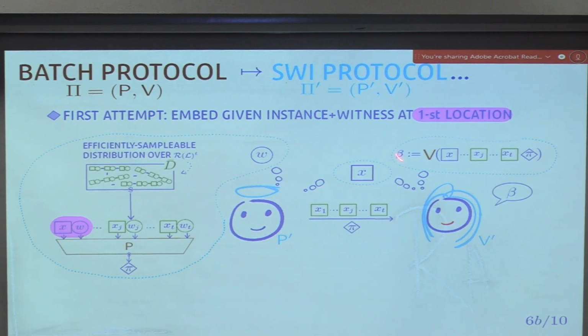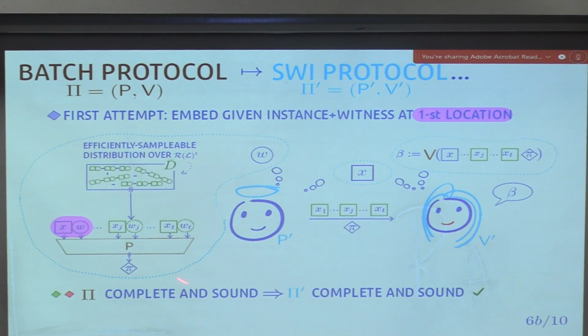Yeah, and then it just mimics the underlying prover. So yes, just embed the given instance in the first location. Probably don't want it in the first location, right? The hint is like a first attempt. So let's see where things go wrong. Completeness and soundness can be argued based on that of pi. Let's see quickly why.